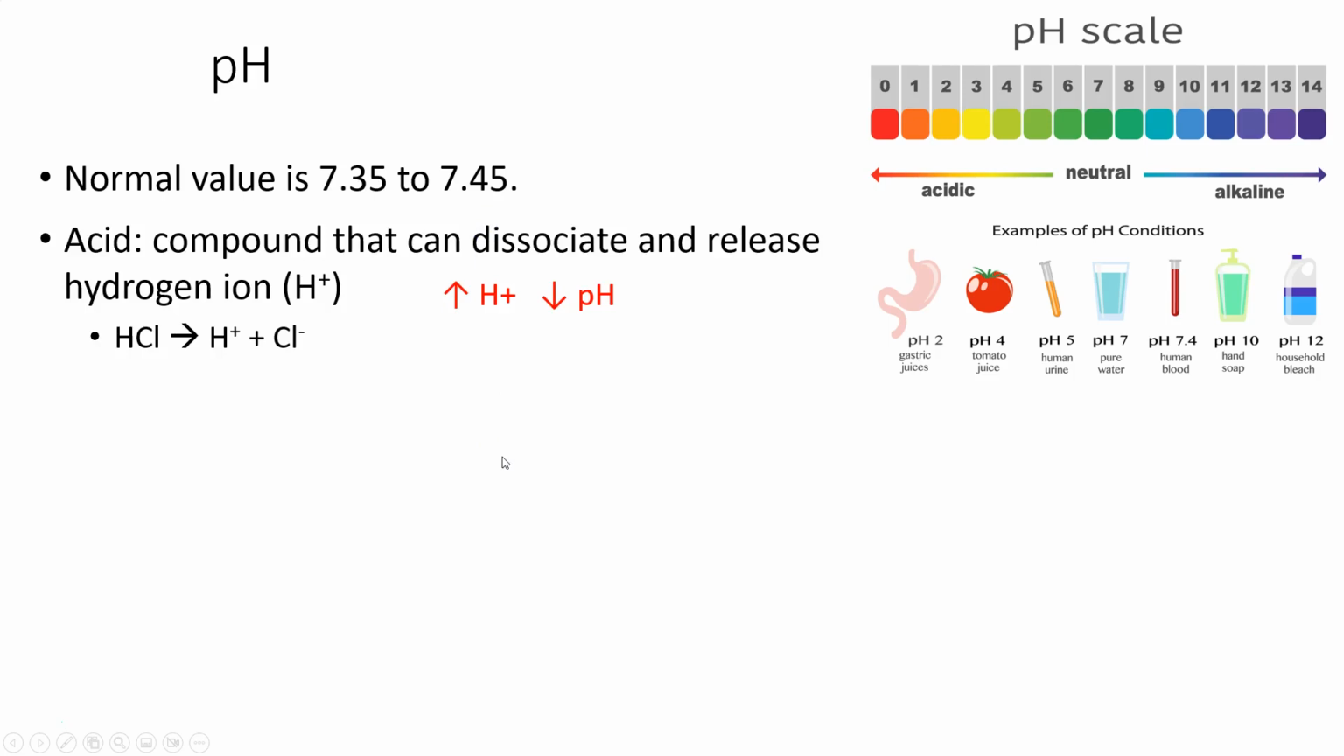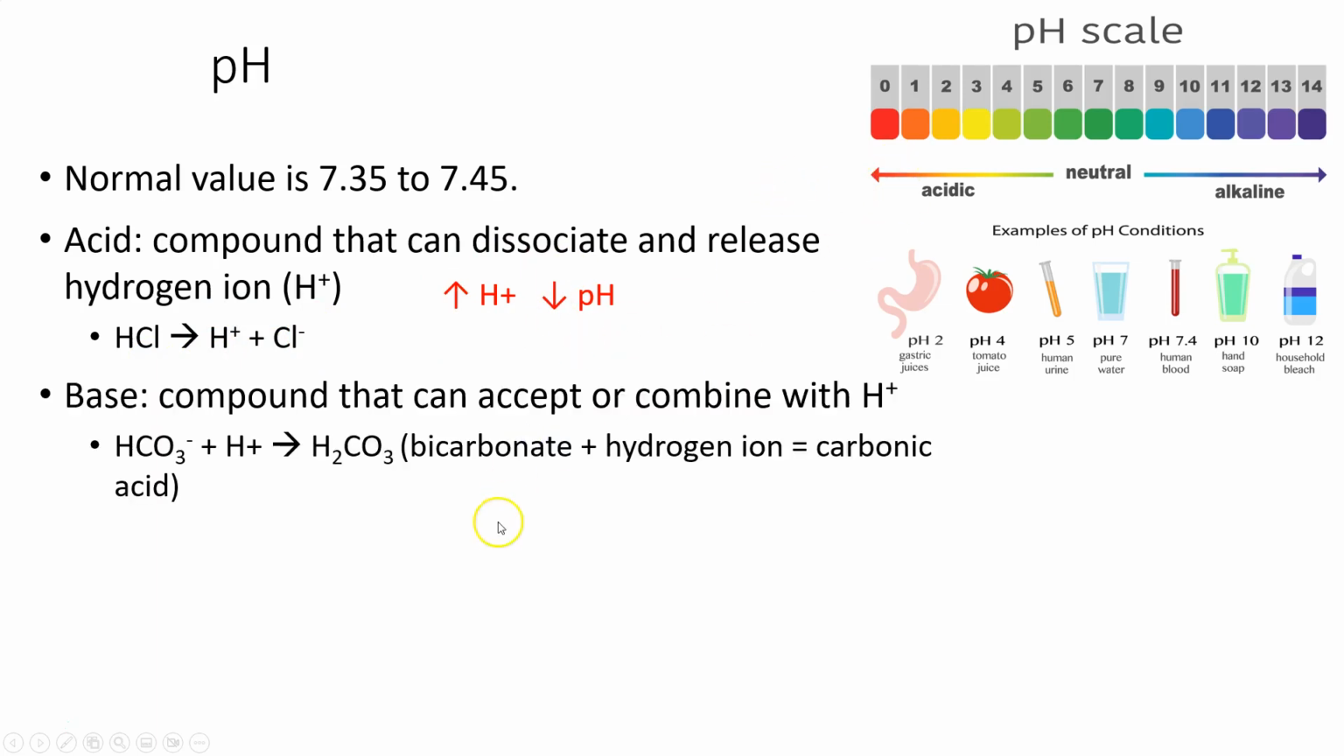An acid is defined as a compound that can dissociate and release hydrogen ion. An example would be hydrochloric acid, which can dissociate into hydrogen ion and chloride. And so the more hydrogen ion you have, the lower that pH, the more acidic you are.